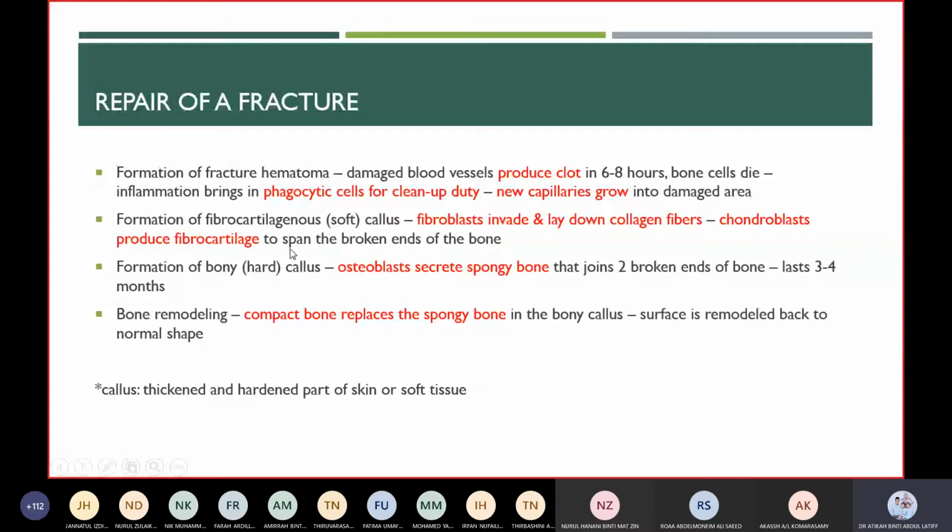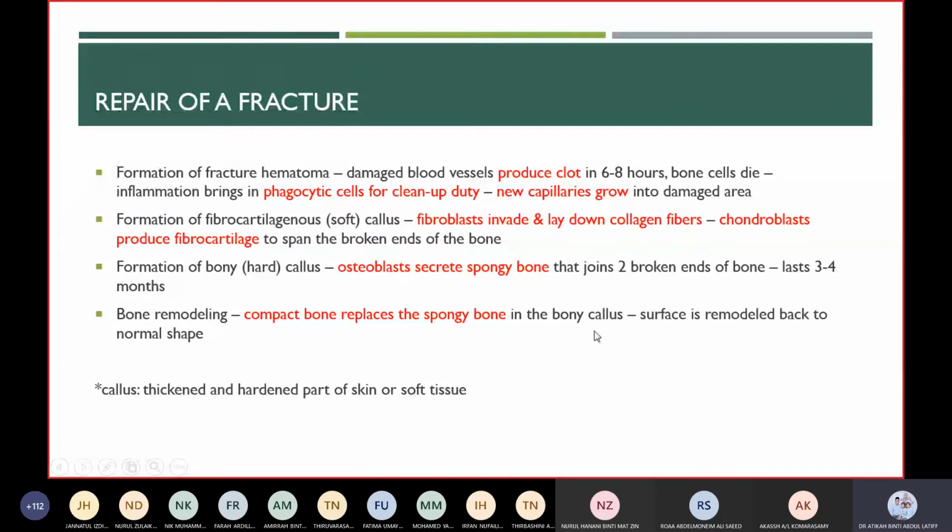Finally, this fibrocartilage will be replaced by hard callus, which is made by osteoblasts. They start to secrete spongy bone to join the two broken ends of the bone. This can last for about 3 to 4 months. And then bone remodeling happens, where compact bone replaces the spongy bone in the bony callus.